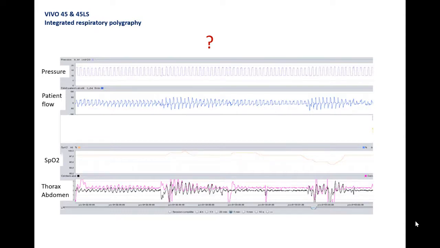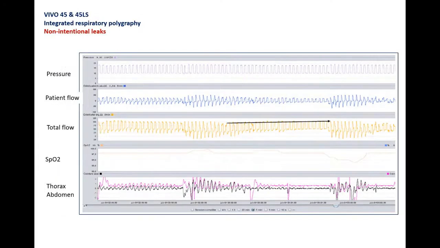So, as you can see, the patient flow could lead to a misleading diagnosis, but when you have a decreasing level on the pressure, you can be sure that you have some leaks in this event. And on this slide, which is the same epoch, as you can see, the total flow makes your diagnosis easier.